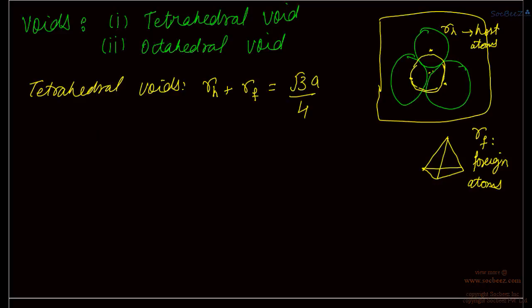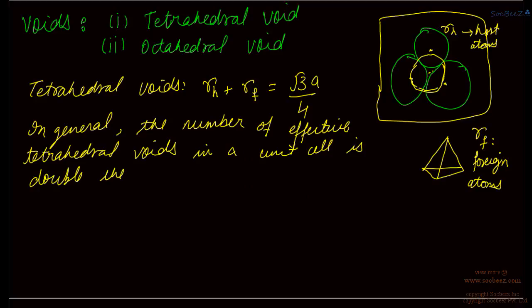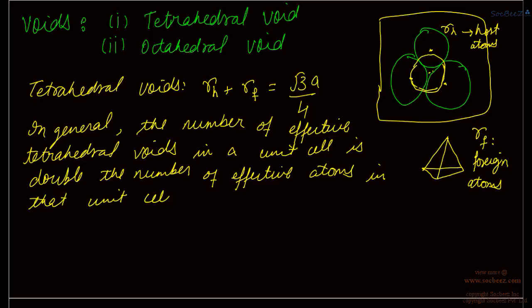Now, in general, the number of effective tetrahedral voids in a unit cell is double the number of effective atoms in that unit cell.